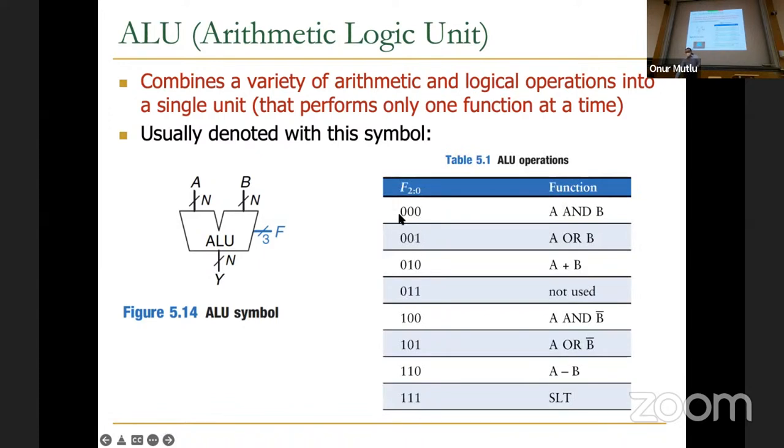If the function is 0, 0, 0, this function does bitwise AND of A and B, N input values. If this function was 0, 1, 0, it does an addition. In this case, it's an addition. Unfortunately, plus is overloaded, but this is a real addition, binary addition. If the function is 1, 1, 0, it's a subtraction, for example. Basically, you can get the idea.